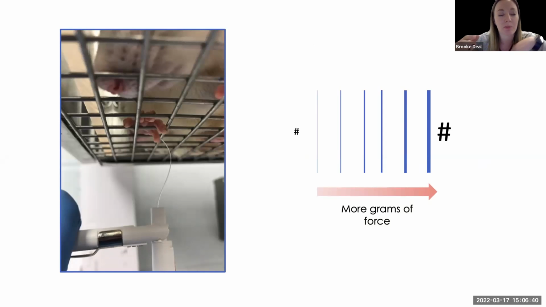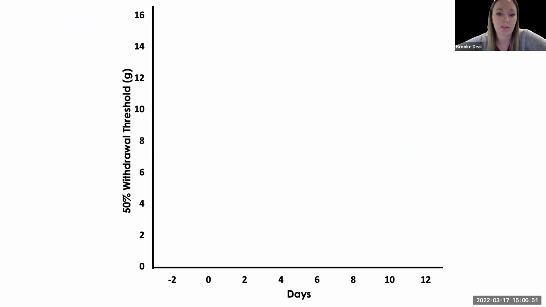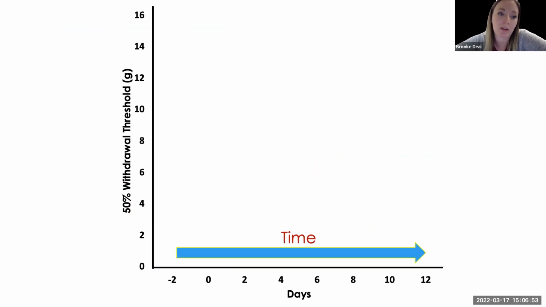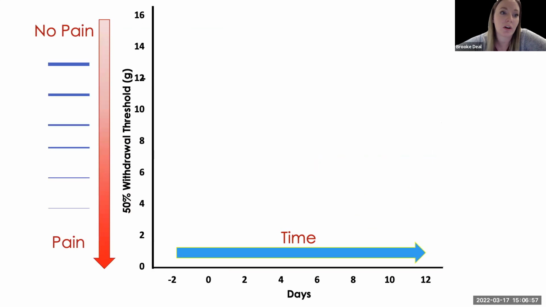Through this pattern of response and non-responses, we come up with a 50% withdrawal. So when the rat will pick up its foot 50% of the time. The data is then graphed on a graph like this with time along the bottom and grams of force along the side. And so the larger the grams of force, the less hypersensitivity or the least amount of pain the rat is in. And the smaller force that they're responding to, the more hypersensitive they are or the more pain they're experiencing.